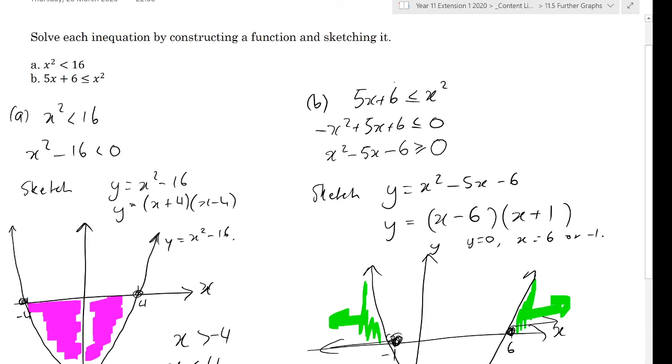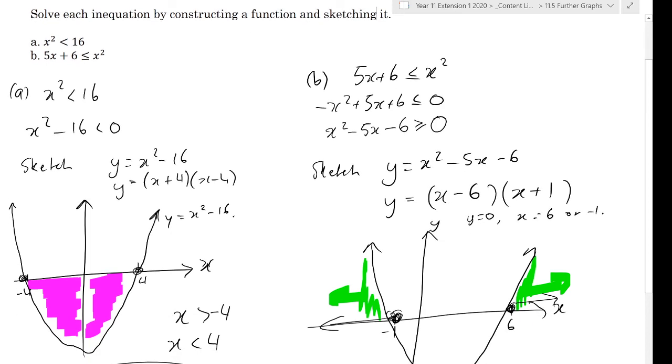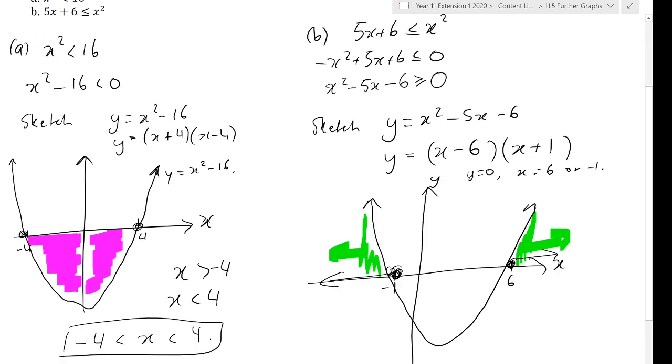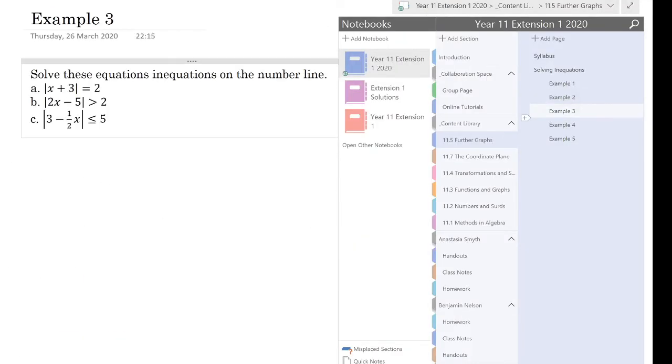So if I put 0 into here, I get 5 lots of 0 plus 6, which is just 6. And that should be less than or equal to 0 squared, which is just 0. Is 6 less than or equal to 0? No, it's not. So it's not in our domain, just like we have on the graph down here. Wrong button. Okay, let's have a look at example number 3.